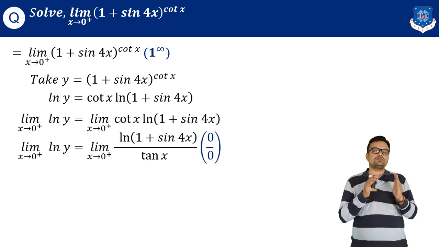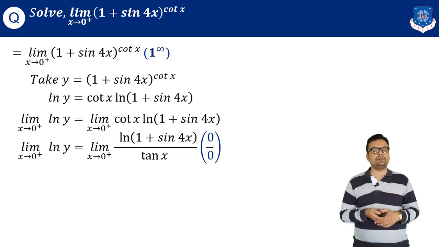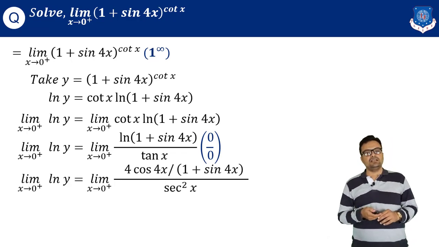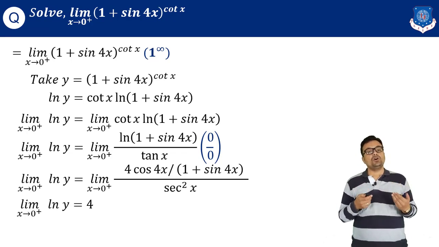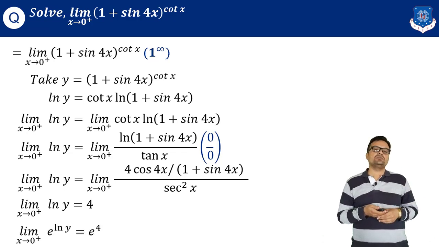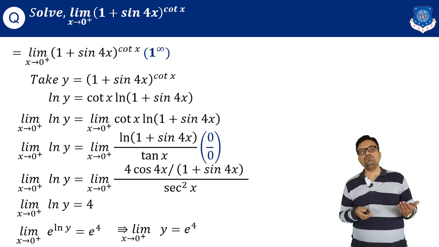We can convert this logarithmic value into one of the previous forms of L'Hopital's rule. Now I can apply L'Hopital's rule on the right hand side. So it gives me 4 cos 4x upon 1 plus sine 4x, upon sec square x. But this is the answer for log y. So in the last step, I will take the exponential function on both sides of the equality. So ultimately my answer is e raised to 4.